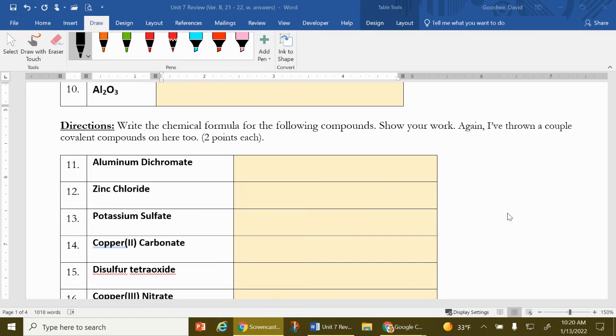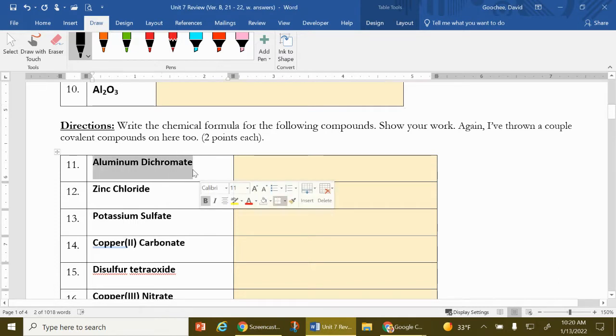Hey guys, Mr. Gucci here, and now I'm going to solve the second part of the Unit 7 review, which is I give you the name and I want you to write down the formula. Okay? Rock and roll, folks. Here we go. So let's start with aluminum dichromate.